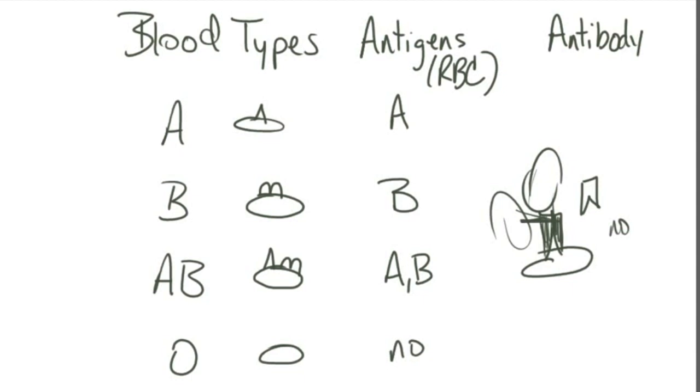Therefore, naturally, if you are type A, would you develop the antibodies for A? That would make no sense, right? So what do you think type A people develop? Right, and they call them anti-B antibodies. The reason they call them anti-B is because they bind to B. So they're kind of against the type B blood.